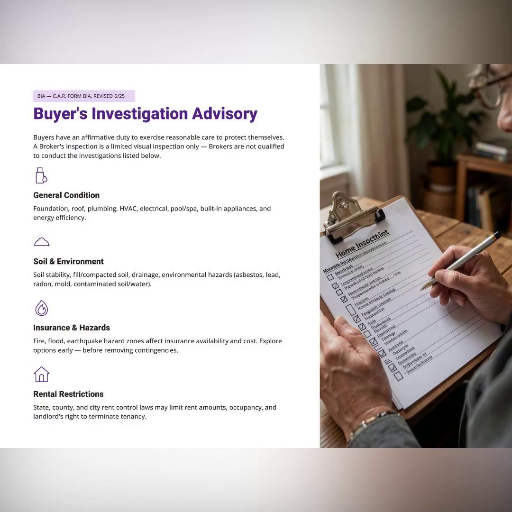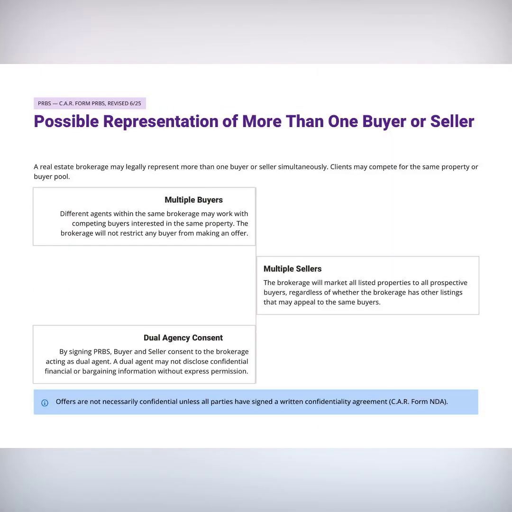Empowering buyers to investigate ensures they make informed decisions and protect their interests. The PRBS advisory addresses the reality that a single brokerage may represent multiple clients who could have competing interests. For instance, different agents within the same brokerage might represent multiple buyers interested in the same property, or the brokerage might have several listings that appeal to the same pool of buyers.